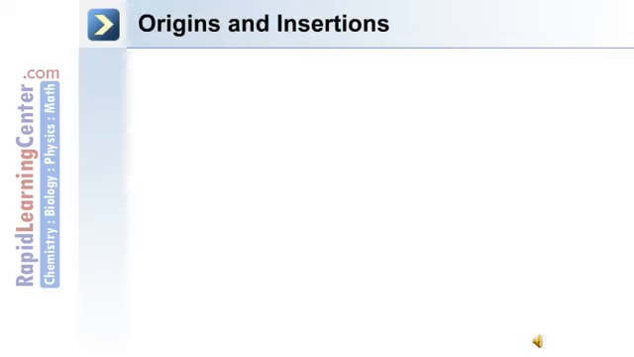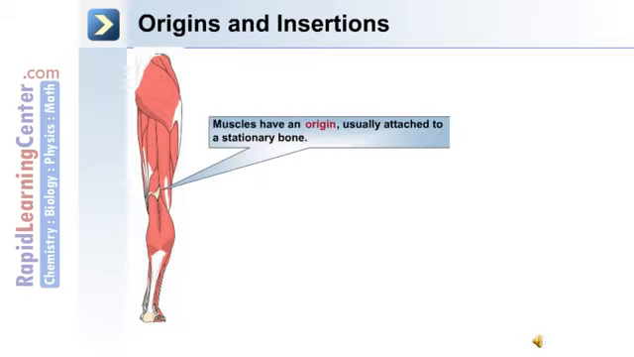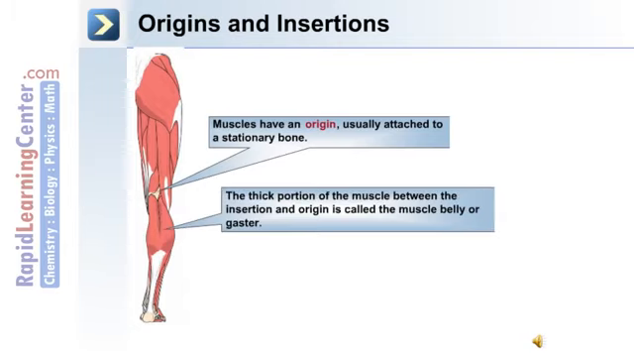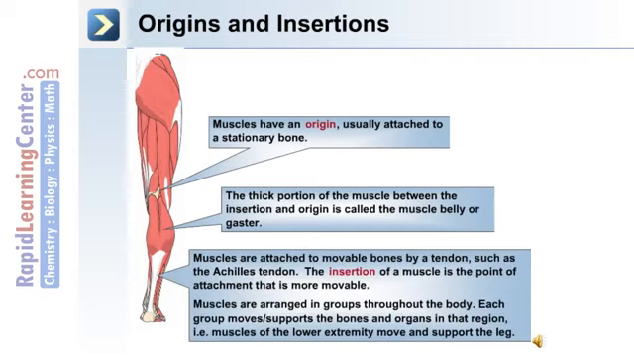The origins and insertions of muscles. Muscles have an origin which is usually attached to a stationary bone. The thick portion of the muscle, which in this case is a calf muscle, is between the insertion point and the origin, and it's called the muscle belly or gaster. Muscles are attached to movable bones by a tendon, such as the Achilles tendon in this example. The insertion of a muscle is the point of attachment that's more movable.